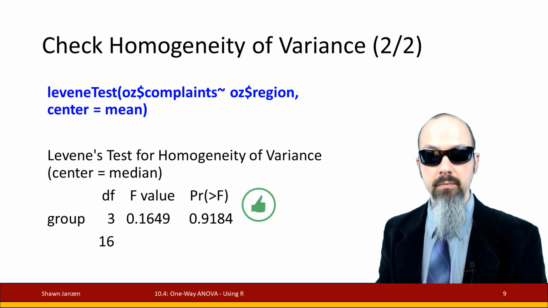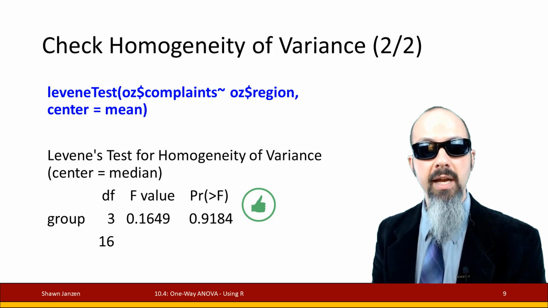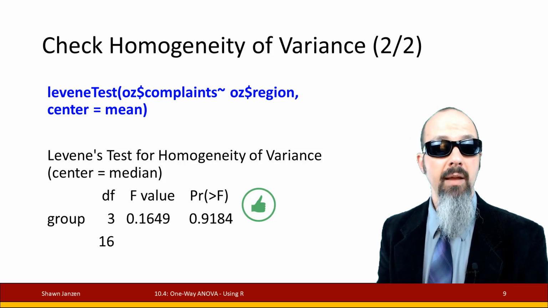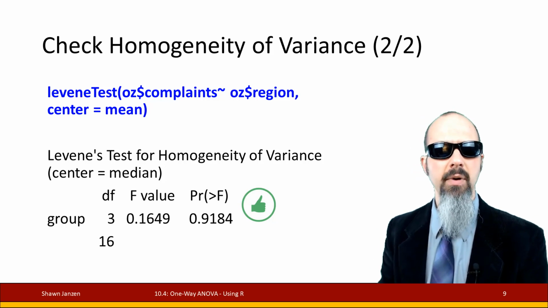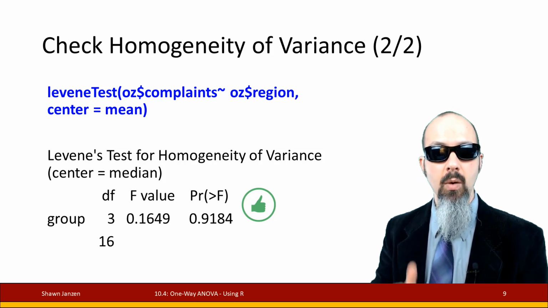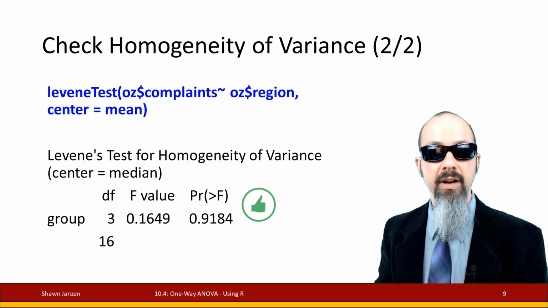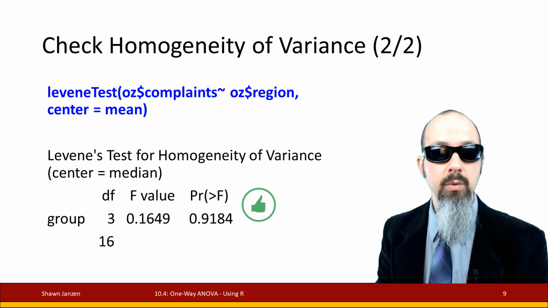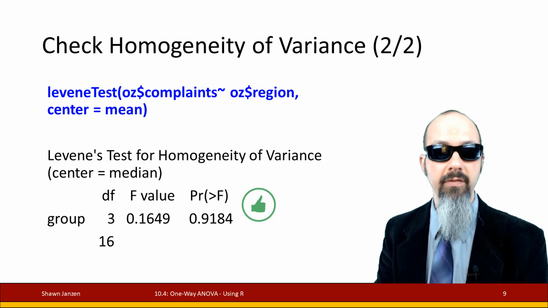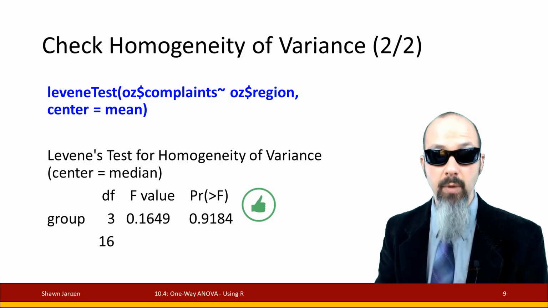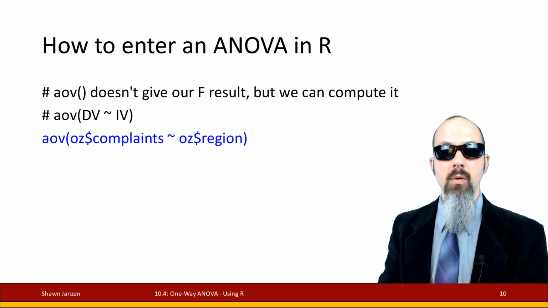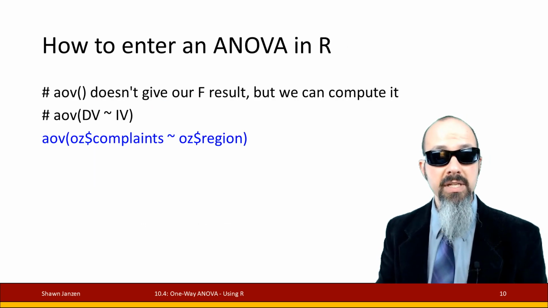It generates out and says that for Levene's test for homogeneity of variance using the mean, my p-value is 0.9184. Well, my alpha was 0.05 previously, so this p-value is far above 0.05, so thumbs up. I don't have to worry about unequal variance. I have equal variances. I failed to reject the null of the variance test, which says I do have equal variances. Great.